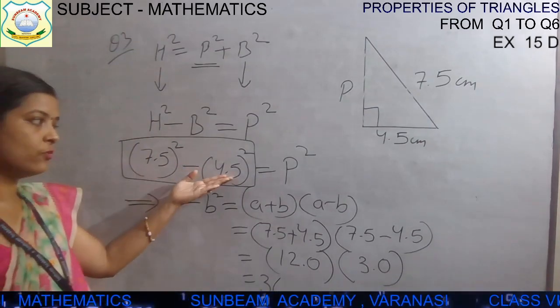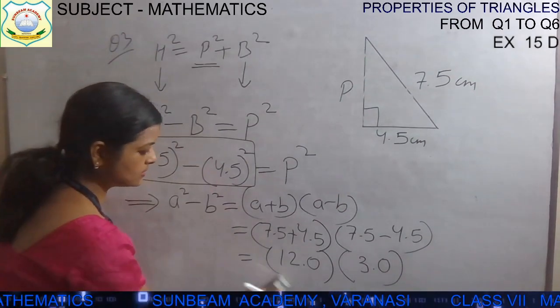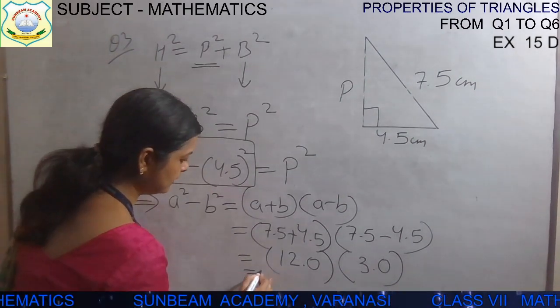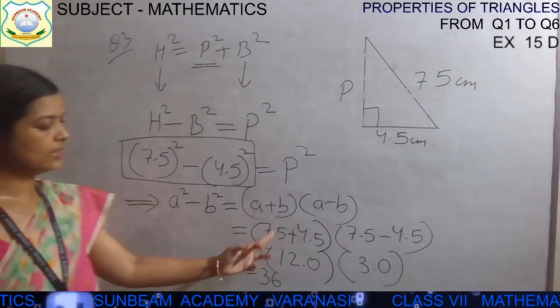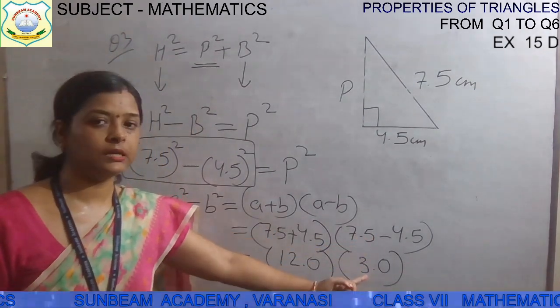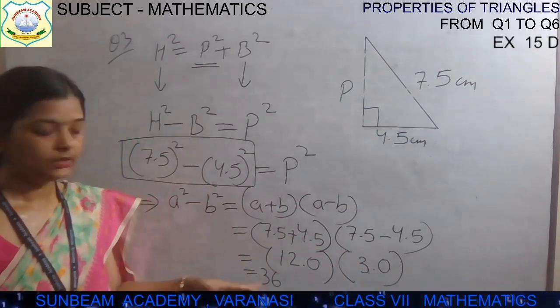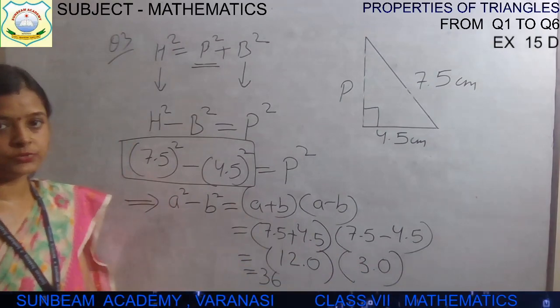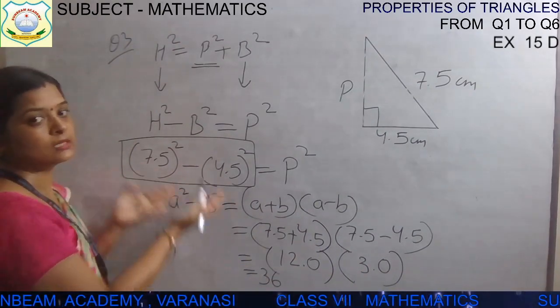Now we will multiply, so 12 times 3 is 36. So this value, 7.5 square minus 4.5 square, is ultimately how much? It is 36. It is not visible. May I write in this way? 36. Is it visible? Yes, now it is visible. From here we got 12, from the subtraction we got 3, 12.0 and 3.0, that is 12 and 3. So 12 into 3 is 36. So in place of this we can write 36.